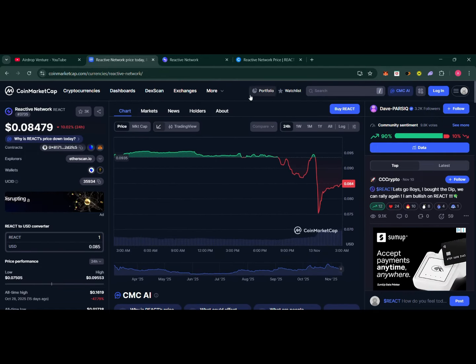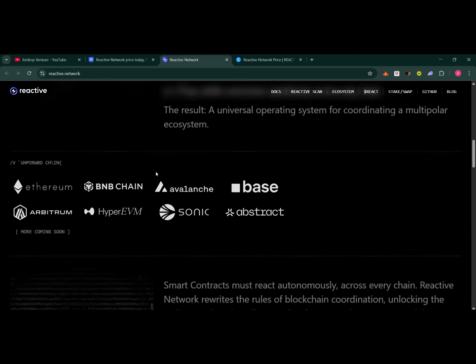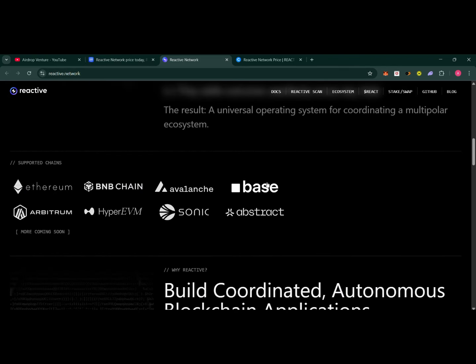And also, you would be able to see that Reactive Network is multi-chain operable. It's available on Ethereum, Arbitrum, Avalanche, Base, Sonic, Abstract, BNB, and Hyper EVM. Now, when I say available, I mean it is integrated.